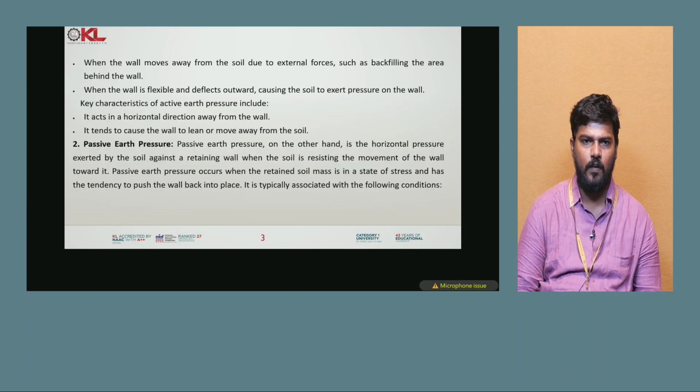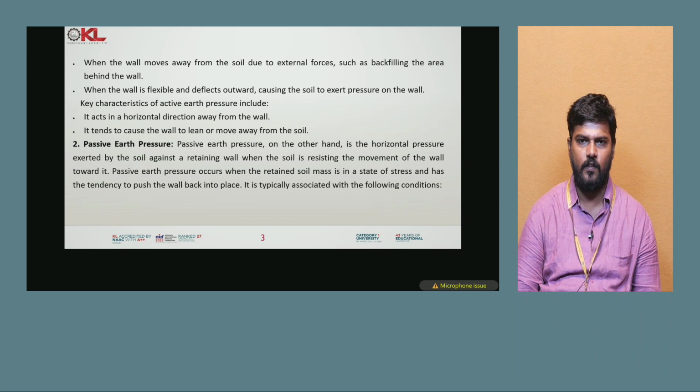When the wall moves away from the soil due to external forces such as backfilling the area behind the wall. Second case is when the wall is flexible and deflects outward, causing the soil to exert pressure on the wall. So the key characteristics of active earth pressure include: it acts in a horizontal direction away from the wall. It tends to cause the wall to lean or move away from the soil.